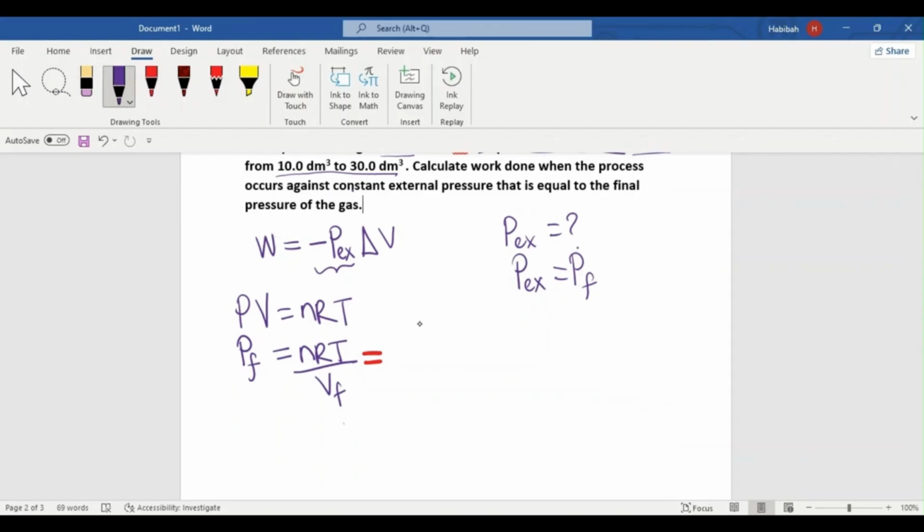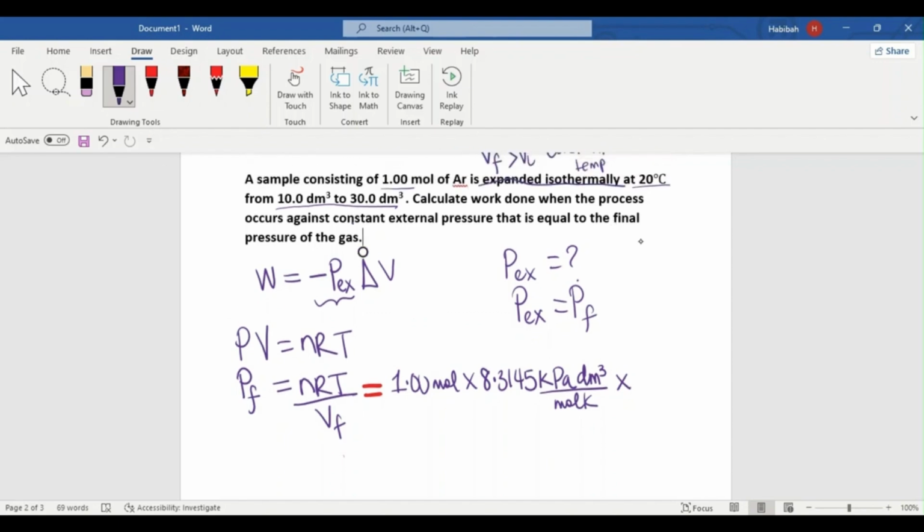Now we can use the number of moles, the gas constant, and the temperature. The number of moles we're given is 1.00 mole, times 8.3145 kilopascal dm cubed divided by mole Kelvin, times the temperature, which is given to us. The temperature here is 20 degrees. So 20 degrees to Kelvin is the same thing as saying 20 plus 273.15. So the temperature is actually 293.15 Kelvin.